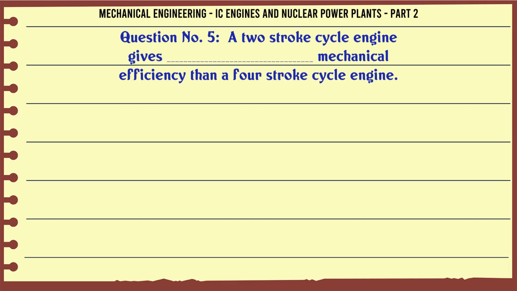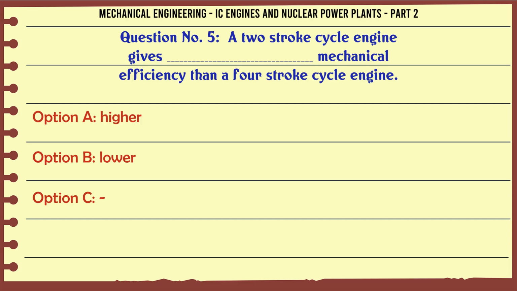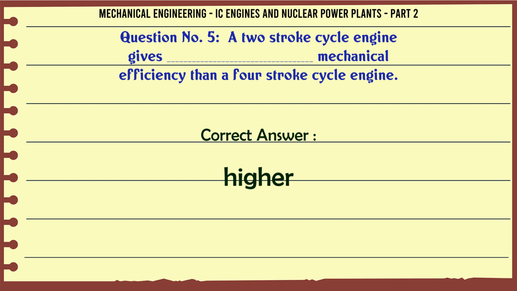A 2-stroke cycle engine gives mechanical efficiency than a 4-stroke cycle engine. A. Higher. B. Lower. The correct answer is higher.